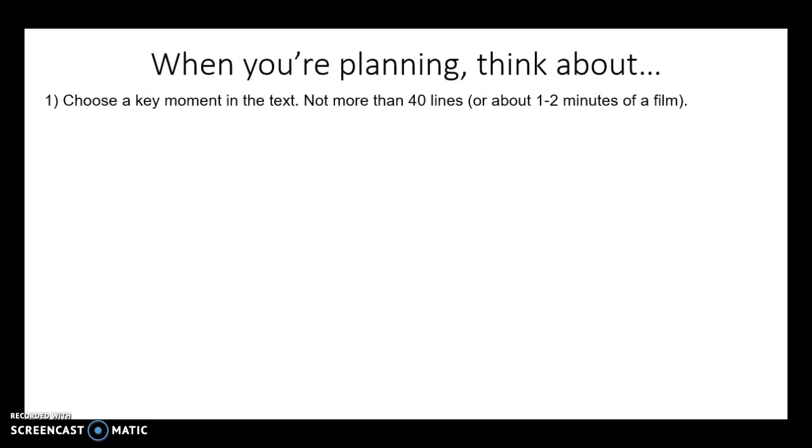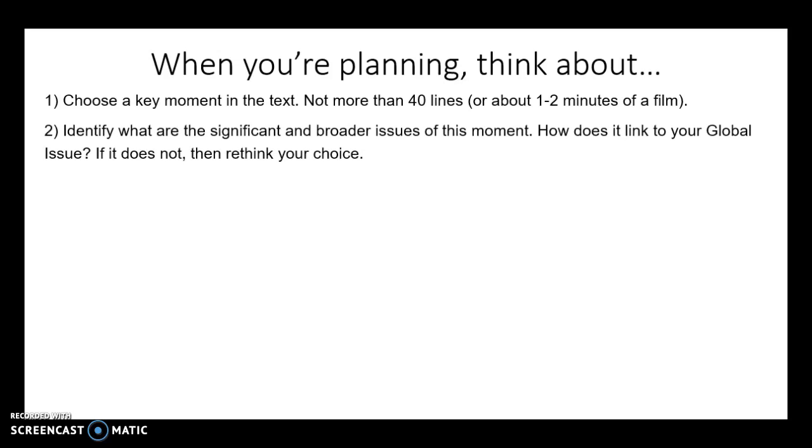You need to choose a particular key moment when you're picking your extracts. They have to be useful extracts that will get you into the global issue and allow you to talk about the wider text. No more than 40 lines. If it's a film, you're looking at dialogue of probably 1 to 2 minutes, something like that. You could use a video. Think about the broader issue that's going on here. In your extract, how is it linked to the global issue? Is it obvious? If it isn't, probably need to go back and choose a different extract.